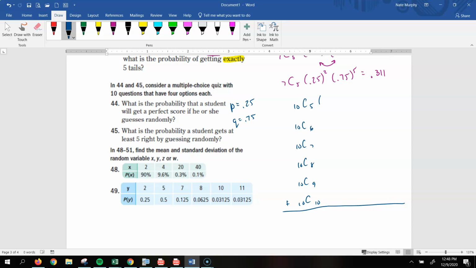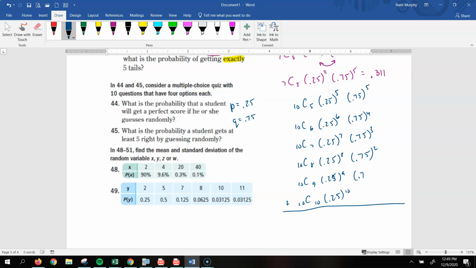All right, then the probability of success will be 0.25, so this will be to the 5th power. This will be 0.25 to the 6th, 0.25 to the 7th, 0.25 to the 8th, 0.25 to the 9th, and 0.25 to the 10th. So for the probability of a failure, this would be 5, this would be 4, this would be 3, because again, these two exponents should add up to be 10, because that's how many questions there are on the quiz.